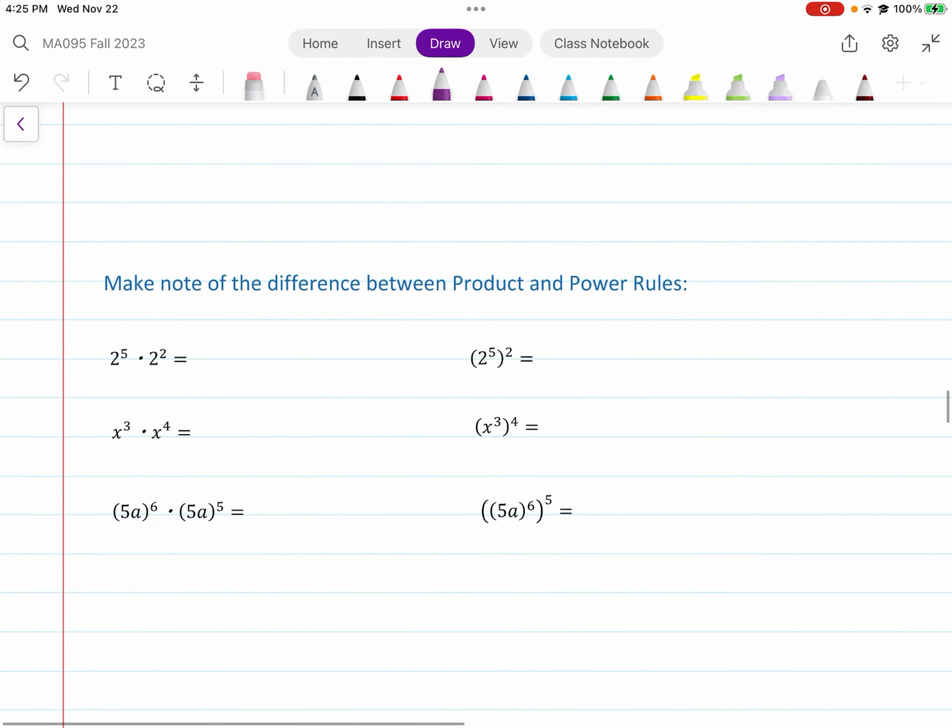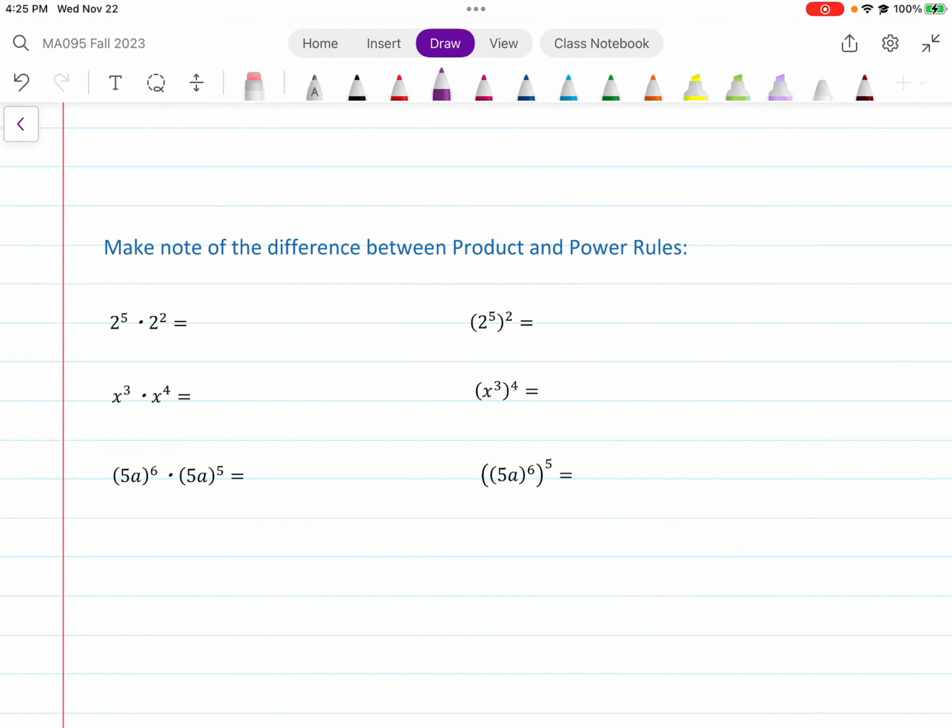All right, next one. Make note of the difference between the product and the power rules. So just to compare and contrast side by side, let's look at what these look like. 2 to the 5 times 2 to the 2 would be 2 to the 5 plus 2, which is 2 to the 7. Whereas 2 to the 5 to the second power is 2 sets of 5 2's, right? So we've got 2 to the 10. Different. Yeah? All right, next one, we've got x cubed times x to the 4th, so that is x to the 7th. But now we've got 4 sets of 3, so we get x to the 12th when we have the power rule.